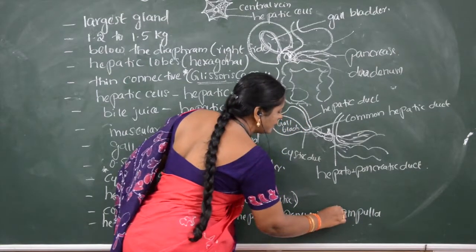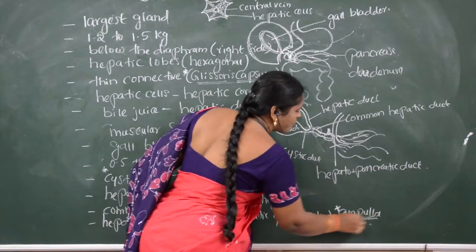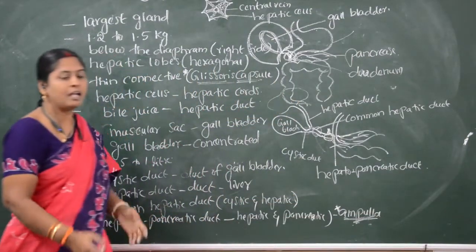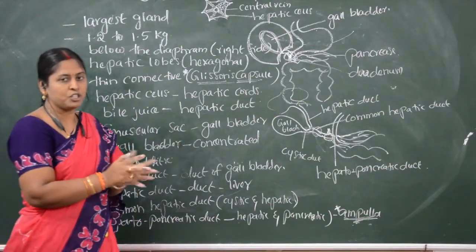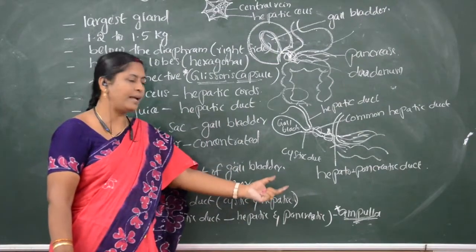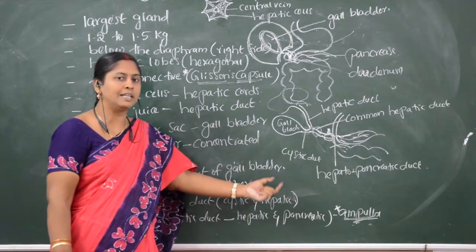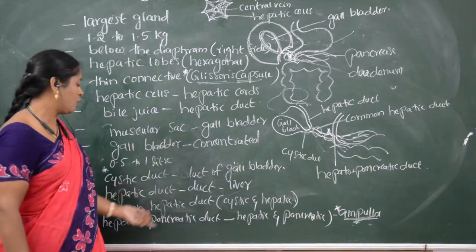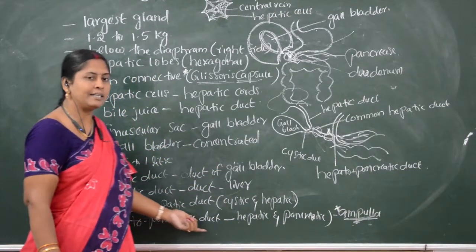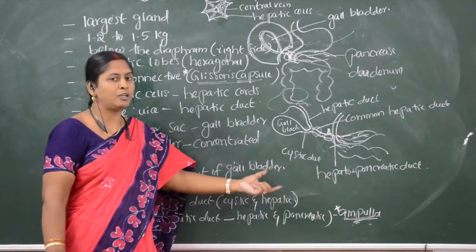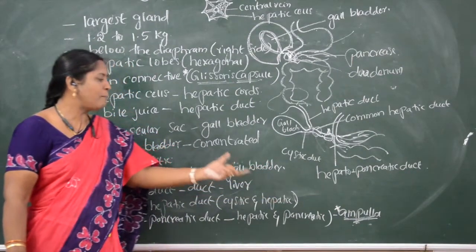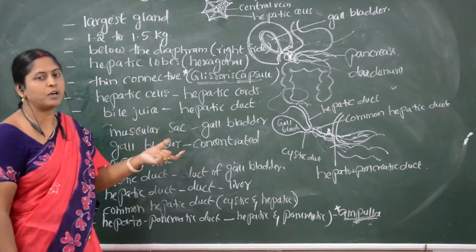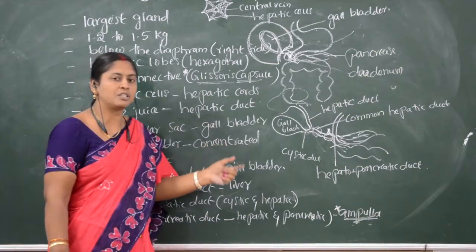Important, children. That structure is called the ampulla. What is meant by ampulla? Ampulla is a structure which is formed by the union of the hepatic duct and the pancreatic duct. That union we are calling the hepatopancreatic duct. Near the hepatopancreatic duct, an ampulla-like structure is formed. What is meant by an ampulla-like structure?